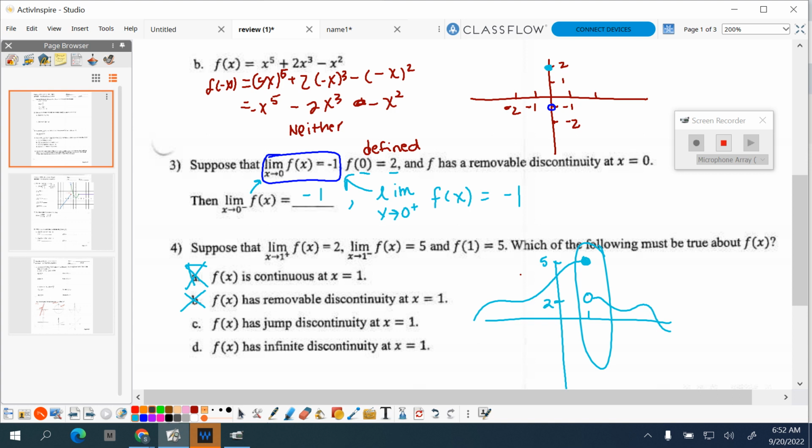It would be somewhat continuous, like it would be connected. It would be like a hole. This is removable. Now, f of x has a jump discontinuity at x equals 1. This is absolutely correct. And f of x has an infinite discontinuity at x equals 1, and that is incorrect. So just be mindful, look at the pages, and practice some of those things that you were doing before.